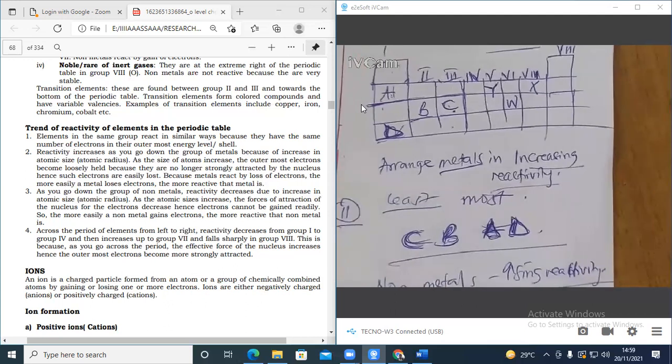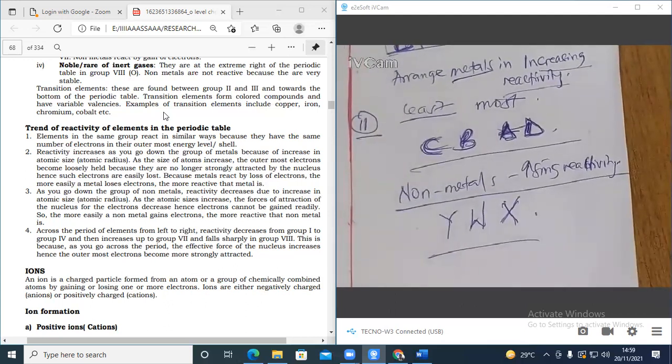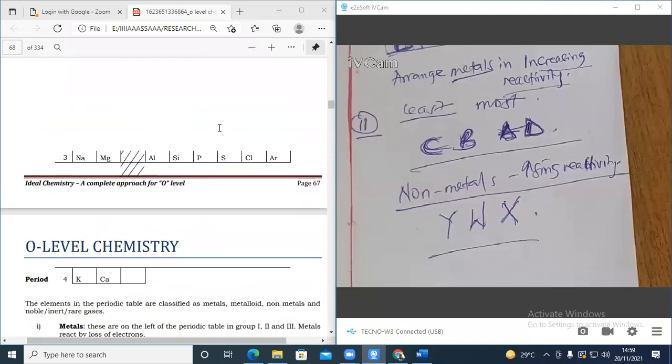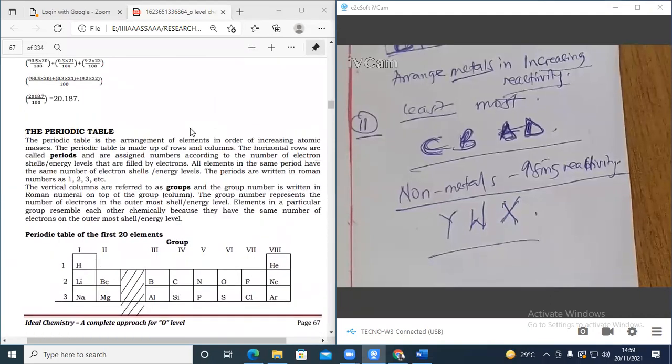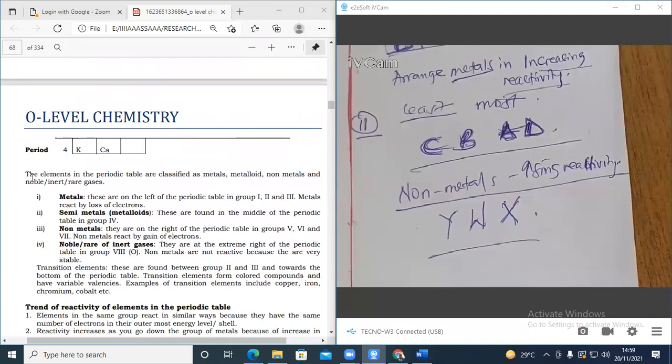Thank you very much. Now people have understood these things very well. Let me pass through these elements here. We looked at the periodic table. We listed the 20 elements. Now, the elements in the periodic table are classified as metals, metalloids, nonmetals, and then inert, they don't react, noble, or rare gases.